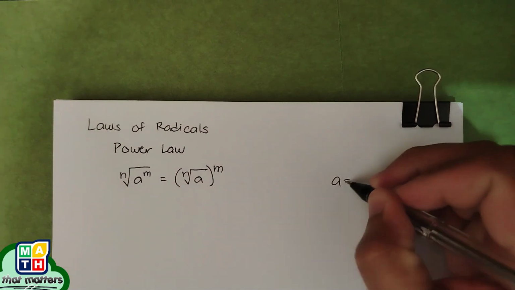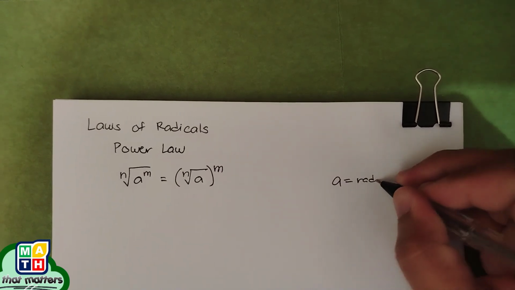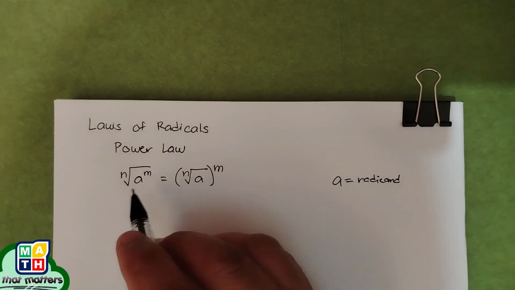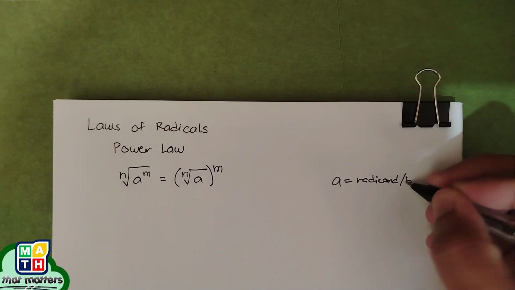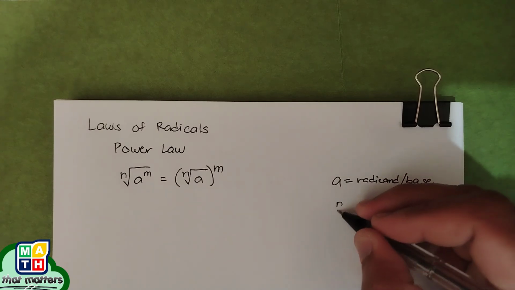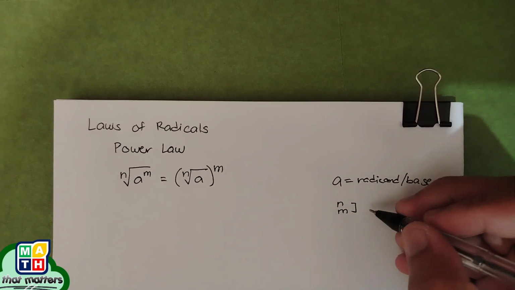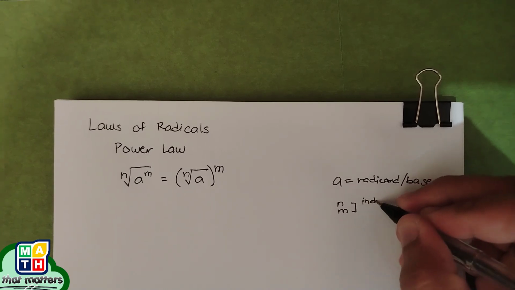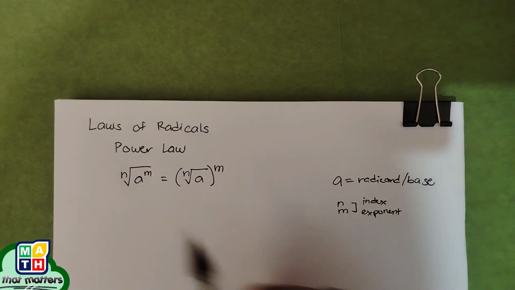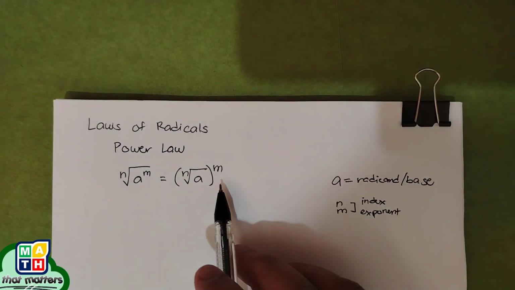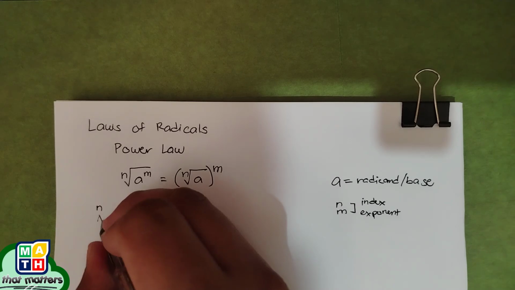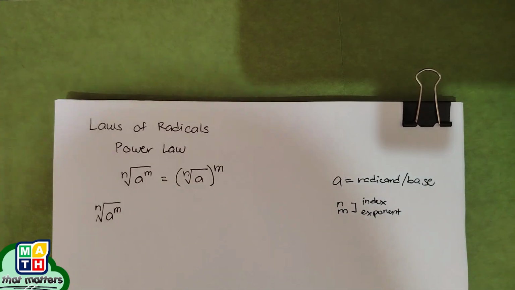Of course, a here is our radicand, or in the context of our left hand side, this is actually a base of an exponentiation. So they are just the same, radicand, or again the base of an exponentiation. And of course, n is your index and m is the exponent of your radicand for your left hand side, but it is also an exponent of your expression on the right hand side. So let's start by writing this first here, nth root of a to the power of m.